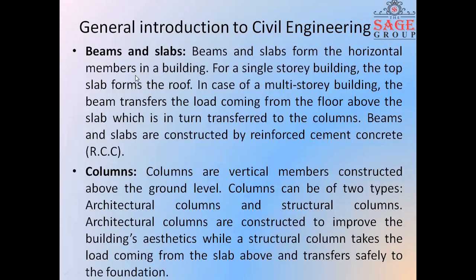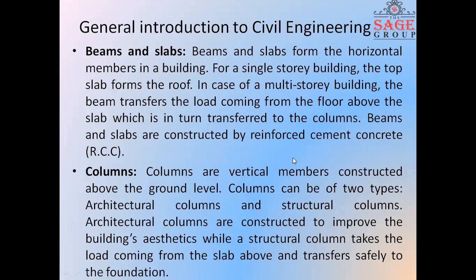Now let's talk about the beam and the slab. The beam and the slab are the horizontal members in the building. For a single story building, the topmost slab forms the roof. That means the topmost slab in a single story building works as a roof. In case of a multi-story building, the beam transfers the load coming from the floor above the slab, which is in turn transferred to the column, and the beam and slab are constructed by reinforced cement concrete.